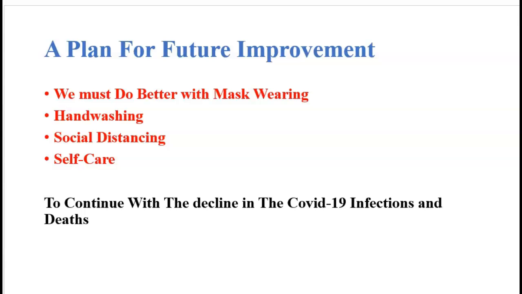And a plan for future improvement. We must do better with mask wear. Sometimes when I'm out and about, some people feel that it just does not apply to them. They don't wear a mask and they really fuss and carry on about their rights as humans that they don't have to wear a mask. We must do better with mask wearing, hand washing, social distancing, and self-care to continue the decline in COVID-19 infections and death.